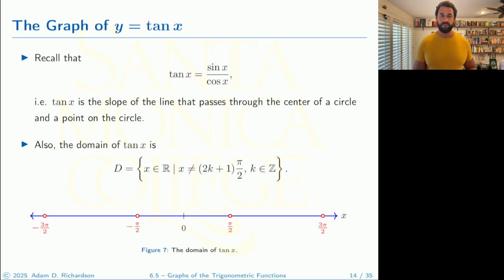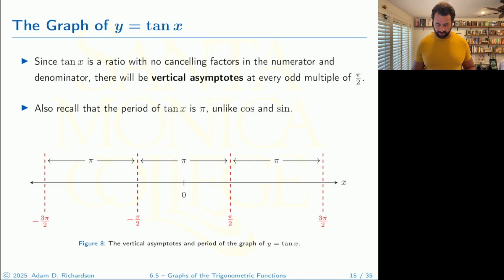All right. Now, thinking a little more analytically here, tangent is a ratio that has no canceling factors, right? There are no equivalent factors in the numerator and the denominator. And what we remember from chapter 3 is that when there are no canceling factors, you're going to end up with a vertical asymptote. So in this case, there's going to be a vertical asymptote at every odd multiple of pi over 2.